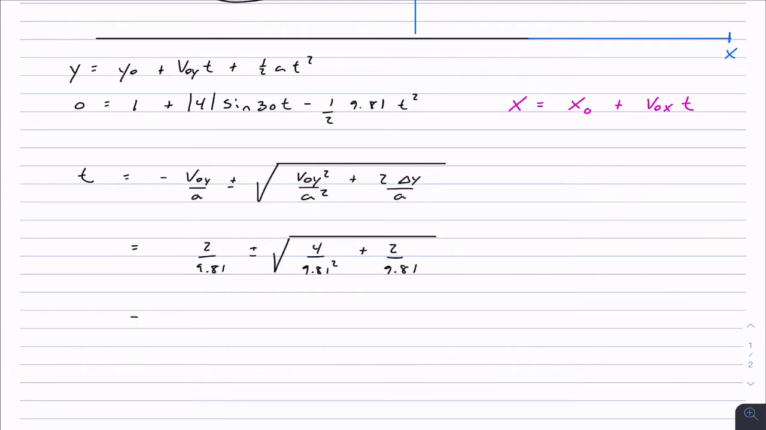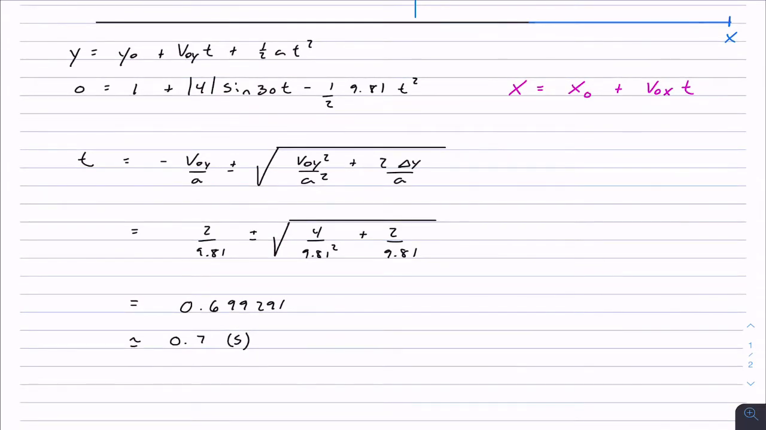This should be approximately 0.7. Let's see if I get that. So plugging this in, I get 0.66921. No, excuse me, 0.699291, or approximately 0.7 seconds. So the total elapsed time for this thing to fall off of the track is a little under a second.